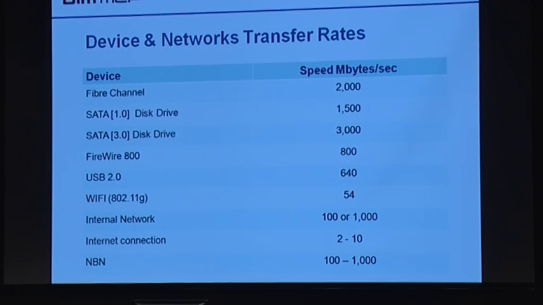They're running about 800 megabits a second, or 0.8 of a gigabit a second. USB drives about 640. Wi-Fi, wireless, 54 meg. Internal networks, you're running at 100 meg or 1,000 meg or 1 gigabit. Internet connections, usually down about 2 to 10 at the moment until we get an NBN in place. NBN will run at 100 to 1,000, but it doesn't at the moment. So most people are dealing with a 2 to 10 megabit connection.